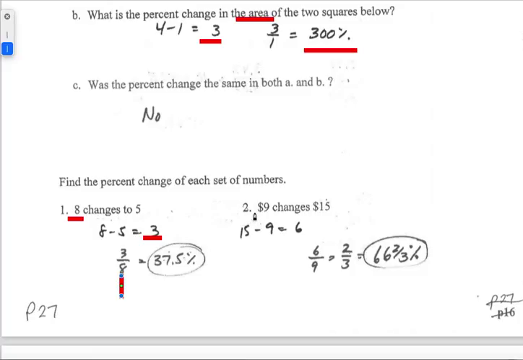Problem number 2, this might be an example of an item being sold at a store. The store purchases it for $9 and will mark it up to $15. So the change is 6 when we subtract, and we take that change of 6 and divide by the original price, which was $9. Once we divide, we get 2/3 as a reduced fraction, which if you've been practicing with your flashcards, you should know is 66 2/3%.